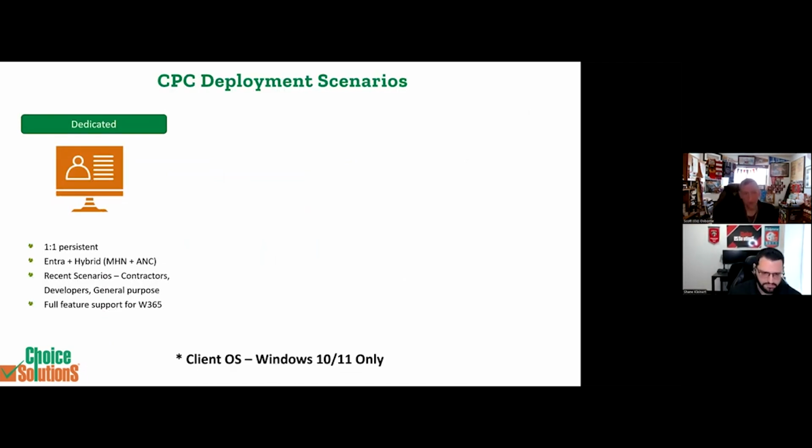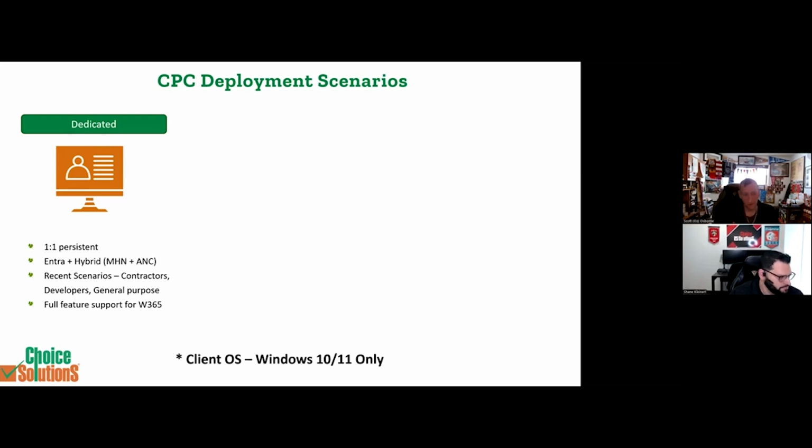We have the concept of dedicated. Dedicated was the primary one that they had, the first one. That's really the one-to-one persistent. The MHN, ANC, what he spoke about. The MHN, Microsoft hosted networks. Think about that as the hands off. That's just their network. You don't do anything. ANC, Azure Network Connection, is the connectivity into your environment.